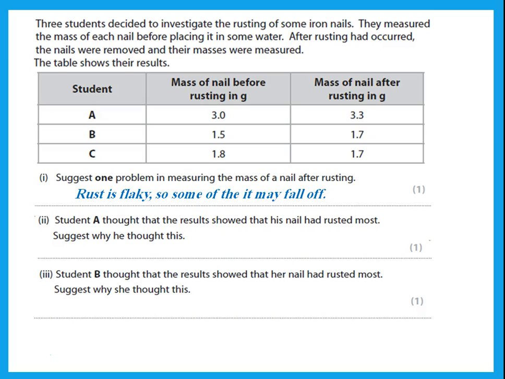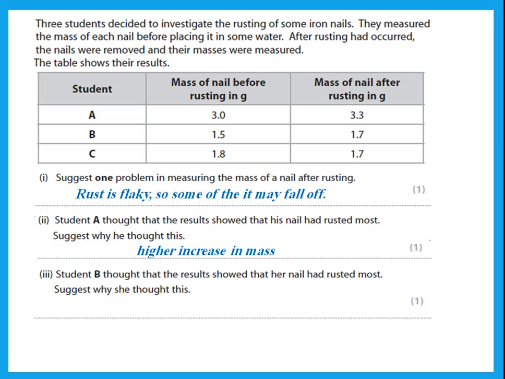Student A thought that the results showed that his nail had rusted more. Where is student A? He started with a nail of 3 grams and he ended up with 3.3 grams. So that's an increase of 0.3. The others increased only less. 1.5 to 1.7 is just an increase of 0.2. And that means that A had more increase in mass. So that is why he thought that his nail had rusted more.